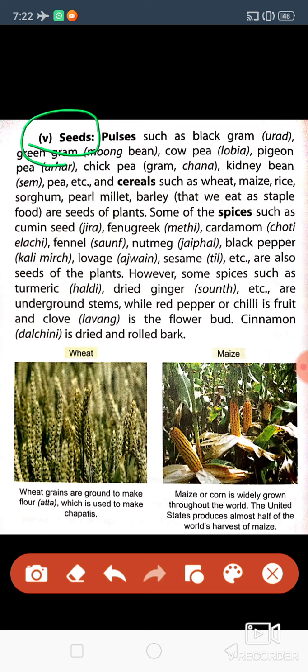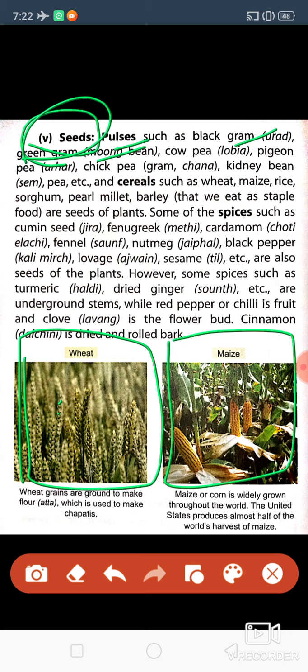Okay, from the seeds. So all the pulses, gram, urad, cowpea, all these are what? These are the food items, or you can say pulses, which we get from seeds. What are the other food items which we get from the seeds? Various spices. You can see wheat. Wheat is what? These are the seed part of the plant. Then maize is also a seed. Okay, corn. So that is which part? Seed part of the plant. Okay.